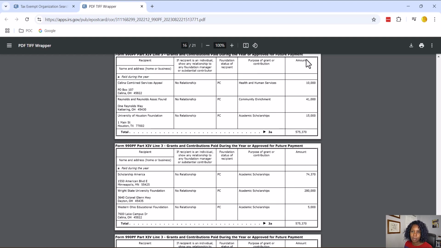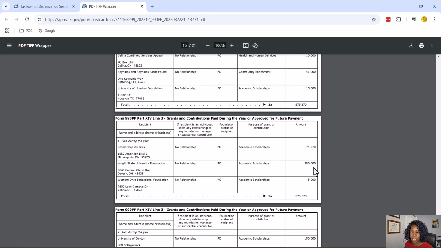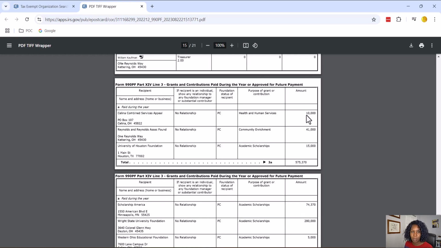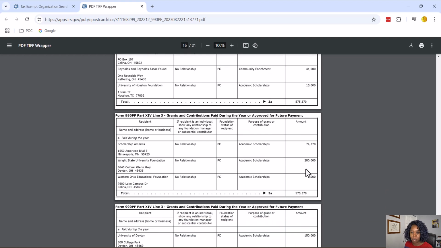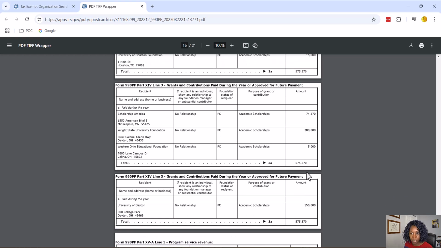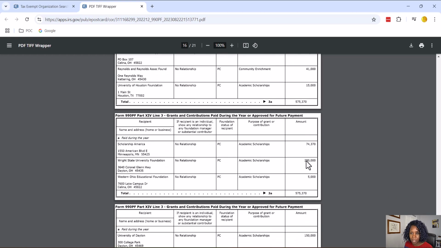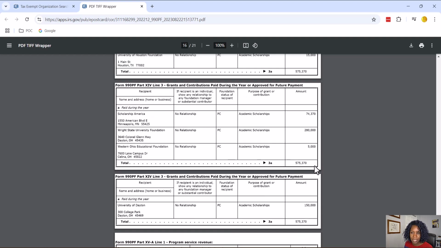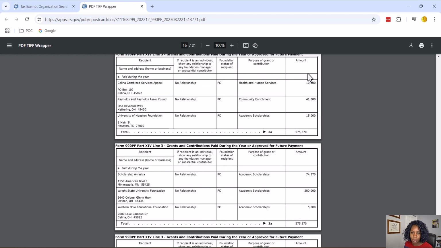Okay. So to the right is the amount. You can see the amounts vary. It looks like they award anywhere from $10,000 to $280,000 for the year. So it ranges widely. Oh, here's one that's $5,000. I bet they're a first year grant recipient. But again, this gives you an idea of who they are funding and for what amount.